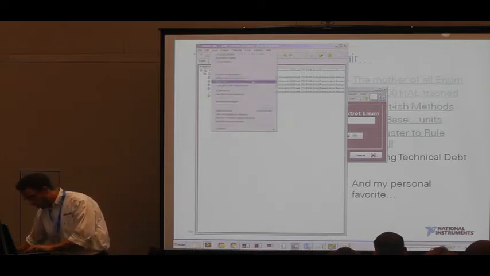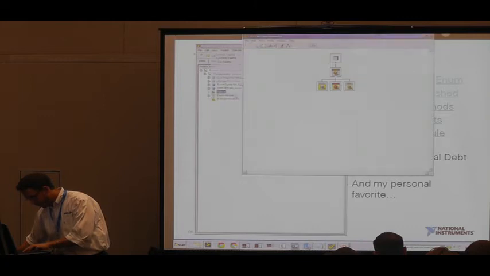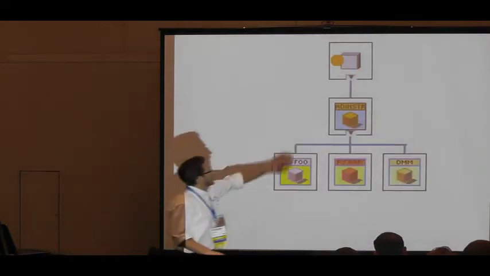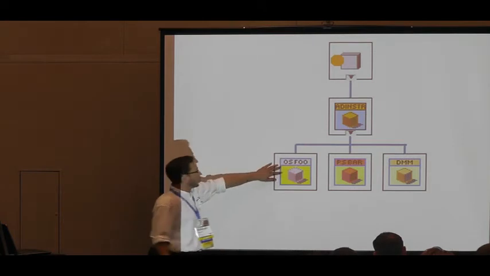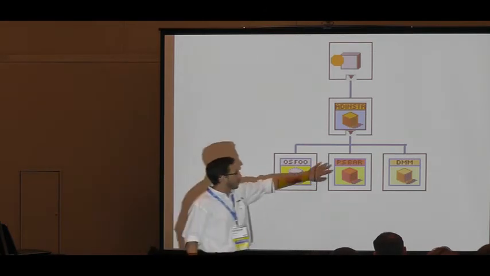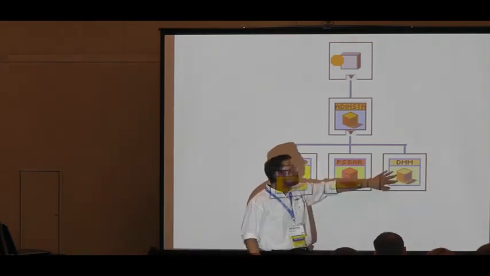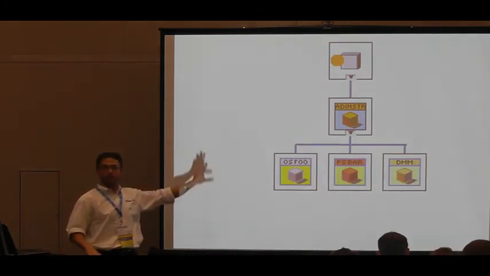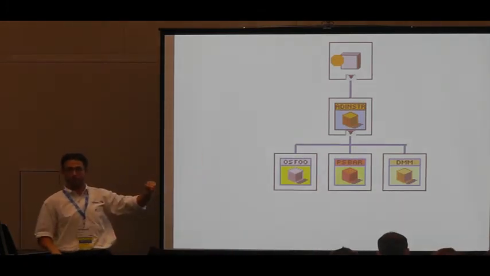I'm going to go ahead and open up the class hierarchy here. Very simple. There's an Any Instrument class. There's the oscilloscope Foo class, the power supply Bar class, and the DMM class. Right? So this is the system that was put together for the one customer. It was great.